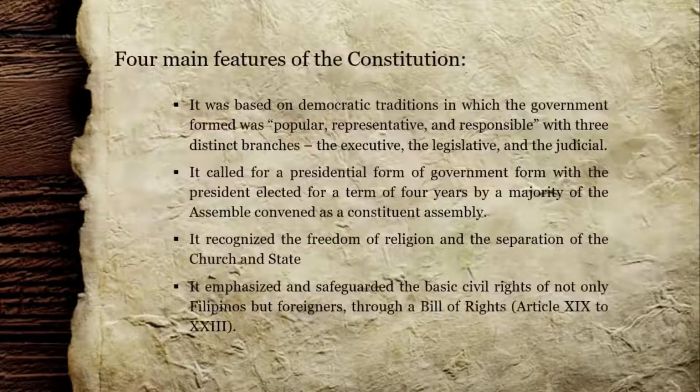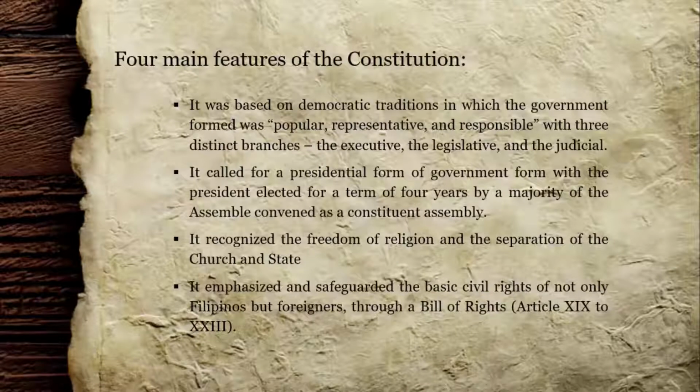So, the 4 main features of the Constitution. First, it was based on democratic traditions in which the government formed was popular, representative, and responsible, with 3 distinct branches: the executive, the legislative, and the judicial. The second, it called for a presidential form of government with the president elected for a term of 4 years by a majority of the assembly convened as a constituent assembly.